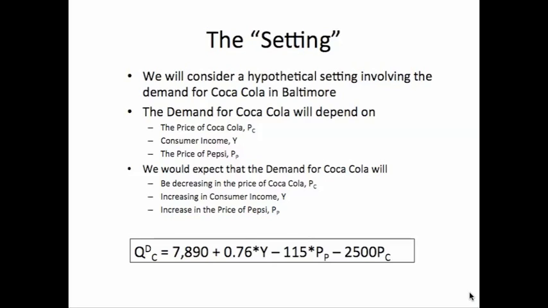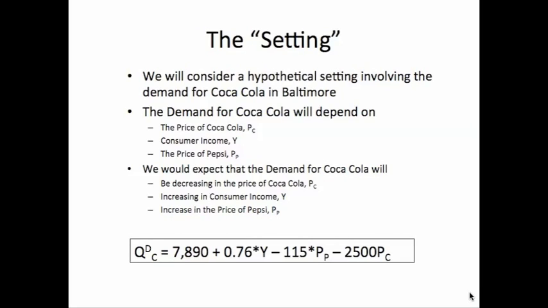Now, the demand for Coca-Cola is going to be assumed to be dependent upon the price of Coca-Cola, which we've called PC, the level of consumer income, which we've called Y, and the price of Pepsi, which we've called PP. The exact form of our demand function for Coca-Cola is shown in the box at the bottom of the slide. The quantity demanded of Coke is equal to 7890 plus 0.76 times Y minus 115 times the price of Pepsi minus 2,500 times the price of Coke.